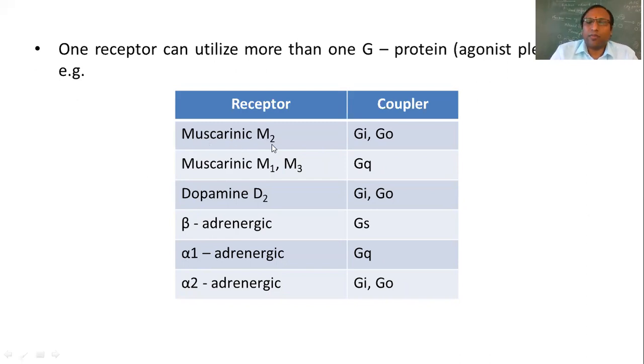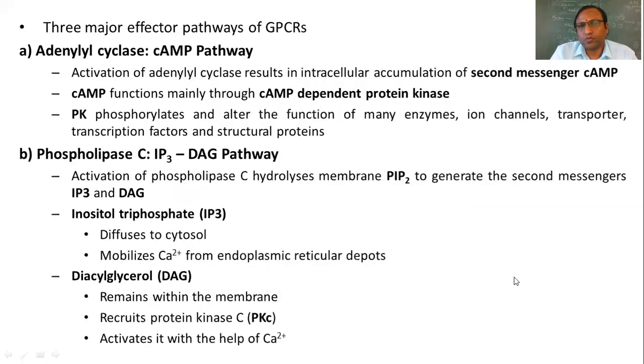An example you can see here: muscarinic M2 can couple with GI and GO. Muscarinic M1 and M3 couple with GQ only. Dopamine D2 couples with GI and GO. Beta adrenergic is GS. Alpha 1 adrenergic is GQ. And alpha 2 adrenergic is GI and GO.